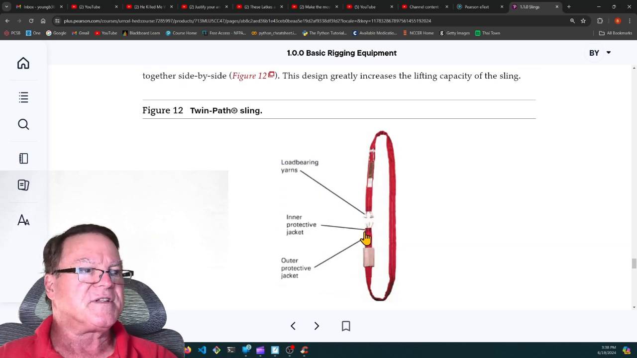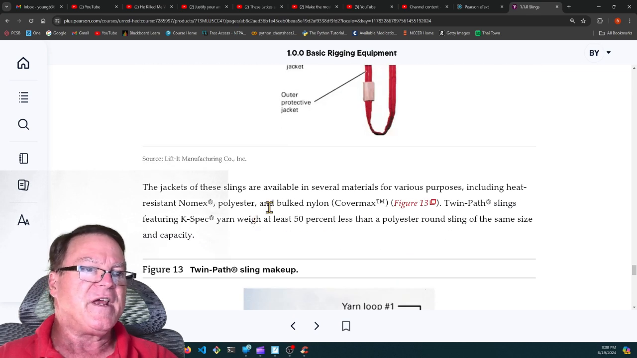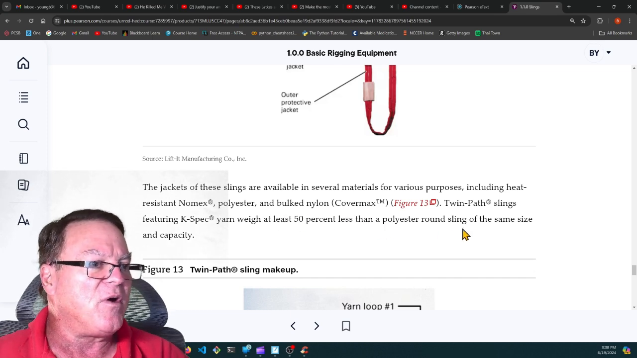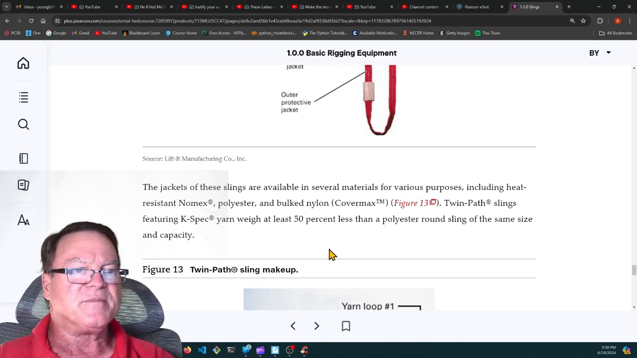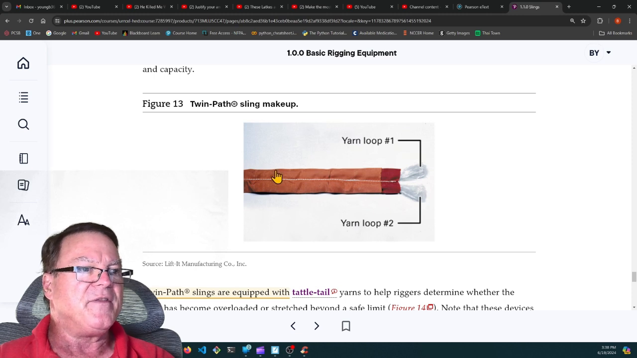The twin path sling. Here's a twin path sling. It's actually two synthetic slings that are parallel to each other. The jackets of these slings are available in several materials for various purposes, including heat-resistant Nomex, polyester, and bulked nylon CoverMax. Twin path slings feature K-spec yarn, weigh at least 50% less than a polyester sling of the same size and capacity. And there's the twin sling.